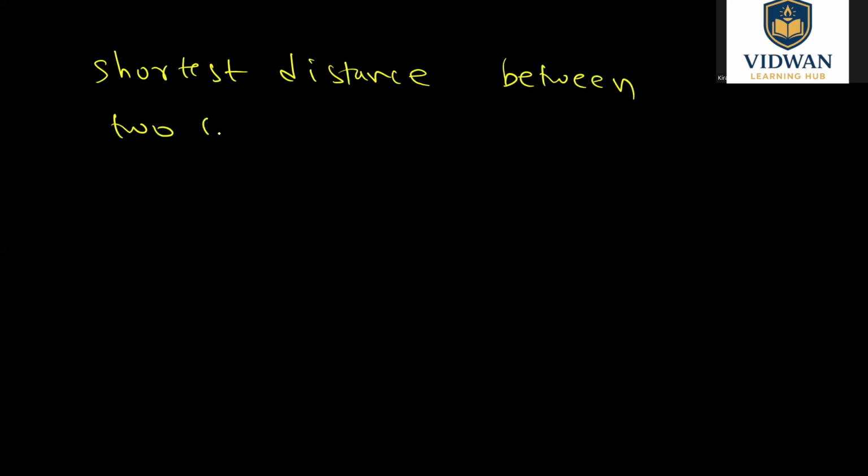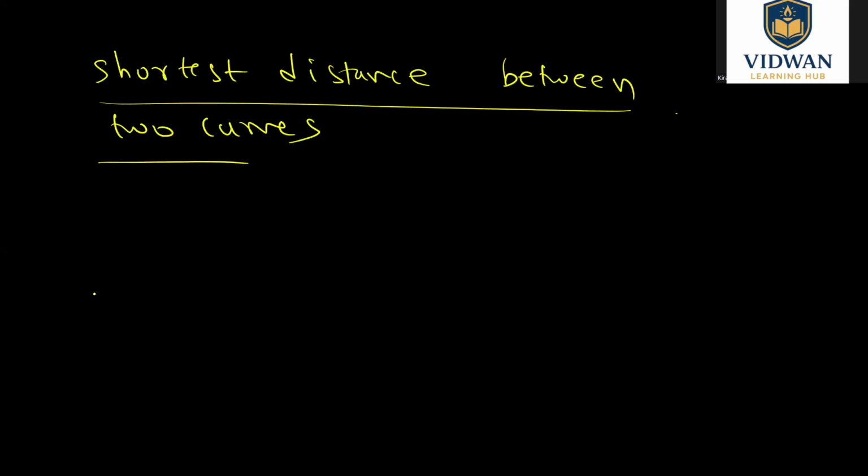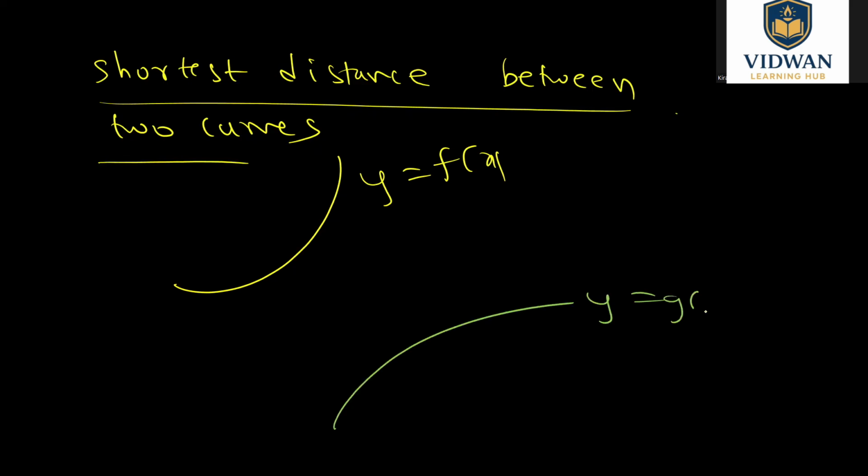So this was between a line and a curve. Now we'll write shortest distance between two curves. So let's say we have two random curves. One is y equal to f of x and say the other is y equal to some g of x. And you want to find the shortest distance between them.